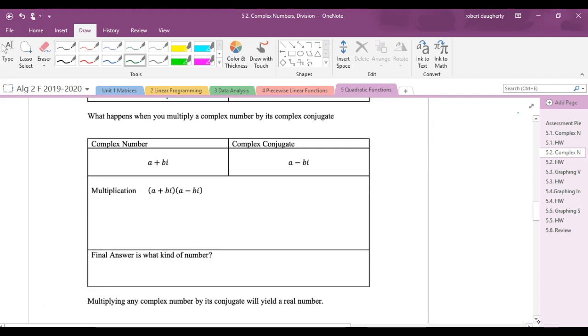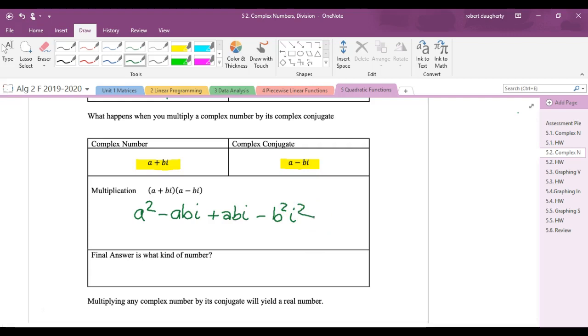is there's something very special that happens when I multiply a number by its complex conjugate. So if I wanted to multiply a plus bi times a minus bi, what would that work out to? What is a times a? a squared. Multiply the outside terms: minus abi. Multiply the inside terms: abi. Multiply the last terms, and I get minus b squared i squared. That's just FOILing two binomials.